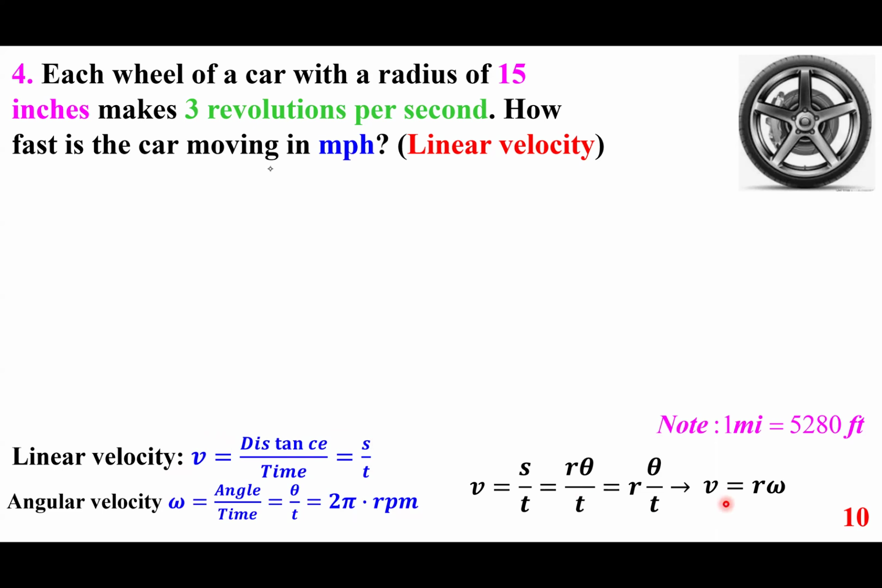Now going back to the question, we're going to reread the question. So the radius is 15 inches. That means R is 15 inches. 3 revolutions per second, units of time. So 3 RPS, and V is missing. So that is the translation of the question.